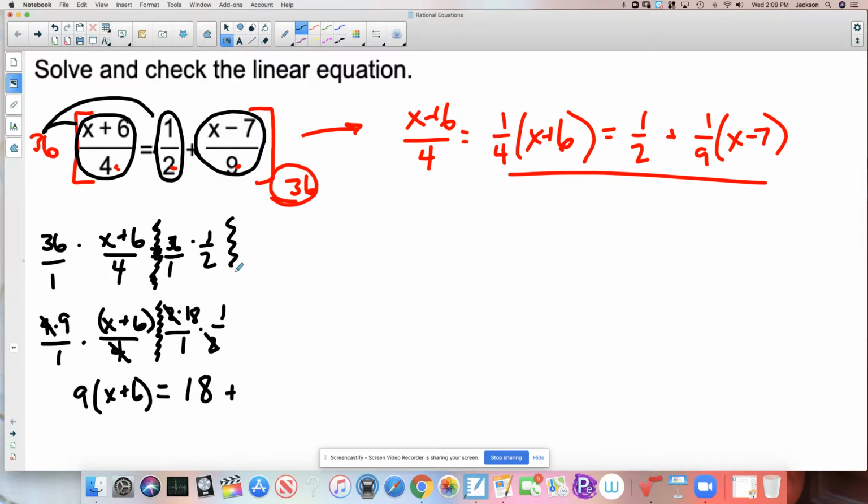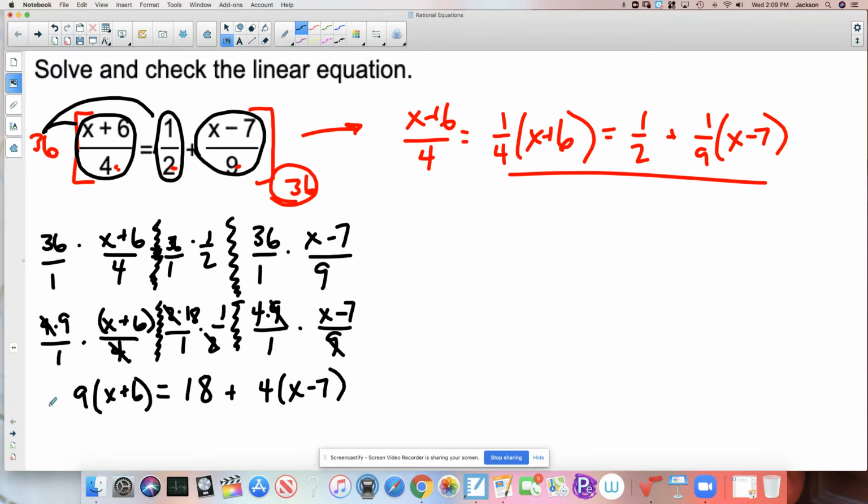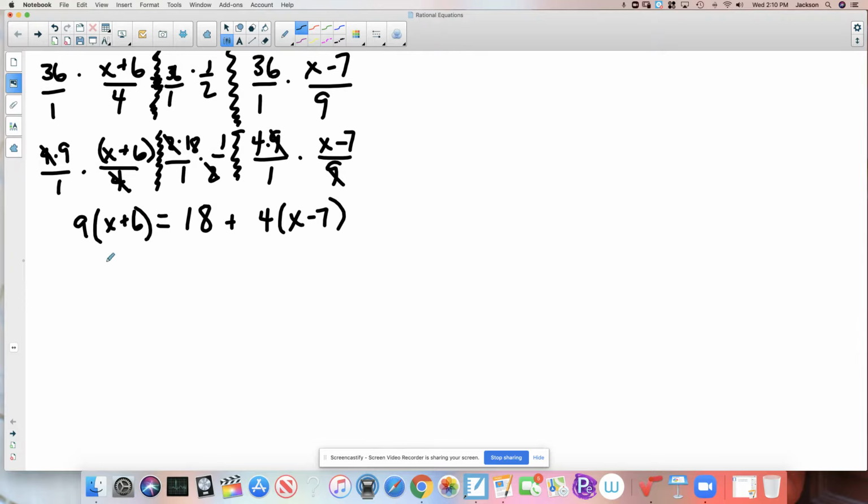And then for this third and final term, we're doing 36/1 times (x minus 7)/9, and 36 is 4 times 9/1. And so we can cross-cancel the nines here. This ends up being 4 times (x minus 7). The most common mistake we see here is people that just write 4x minus 7, not 4 times the quantity (x minus 7). We're cross-canceling here, and we're left with a number that's still being multiplied times this expression. So if we continue this problem, we're going to have to distribute here. So we get 9x plus 54 equals 18 plus 4x minus 28.